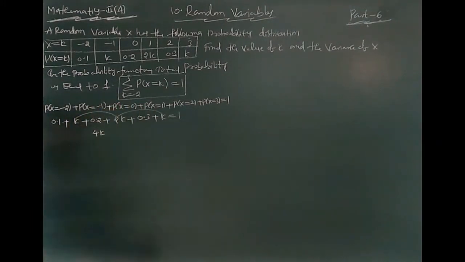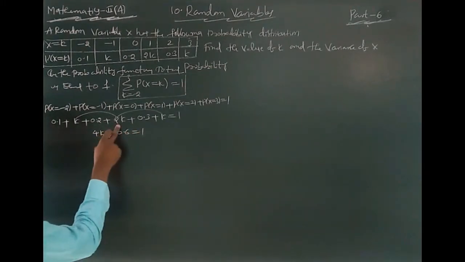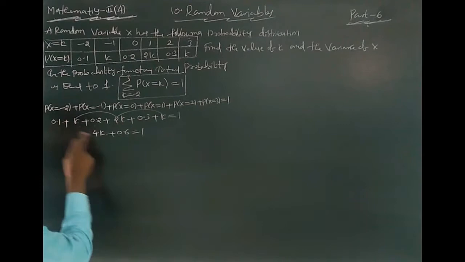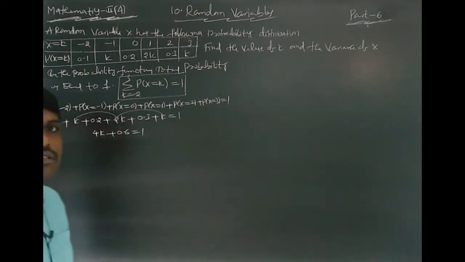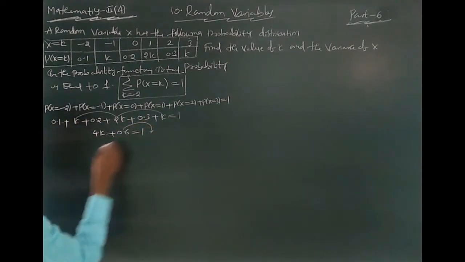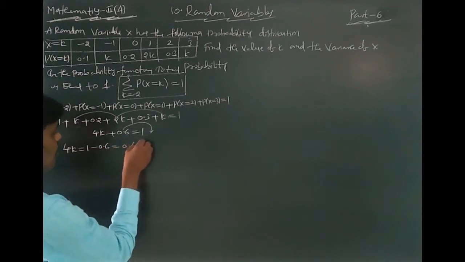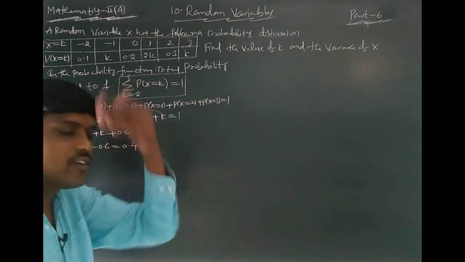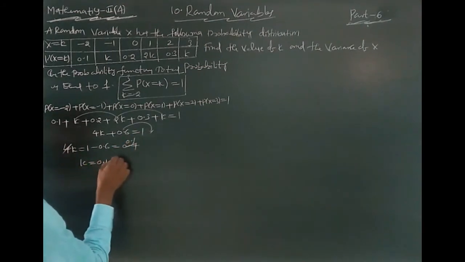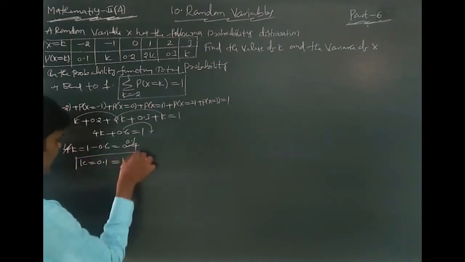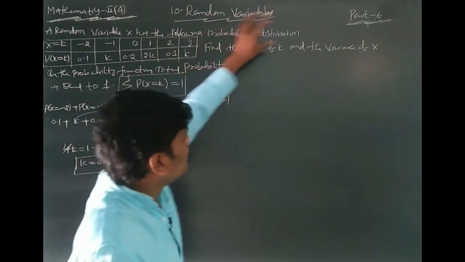0.3 plus 0.3, 0.6 is equal to 1. k plus 2k, 3k, 3k plus k, 4k, 0.1 plus 0.2, 0.3, 0.3 plus 0.3, 0.6. This value goes to here. 4k is equal to 1 minus 0.6. That means 1 minus 0.6, how much? 0.4. 4 ones are 4, 0.1s. The k value is 0.1, that means 1 by 10. You can take any one. The k value is 0.1, correct. 1 by 10 is also correct. The k value is completed. After that, variance.